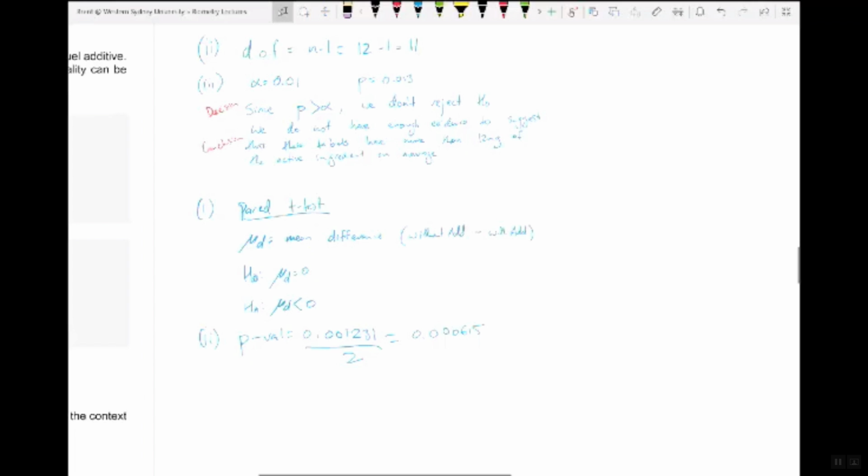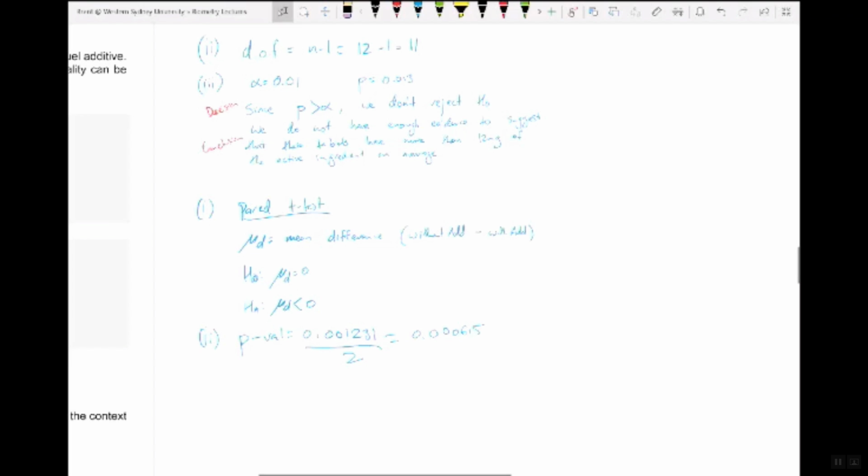So 5% is 0.05 as a proportion. My p-value, which we have above, is 0.000615. Again, it's very formulaic, the answers to these questions. We say since in this case the p-value is less than the significance level, we do reject the null hypothesis.